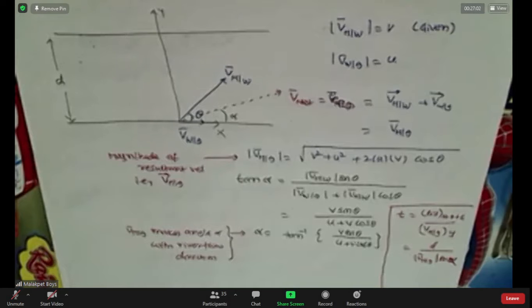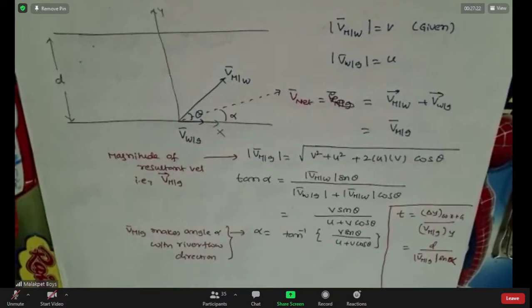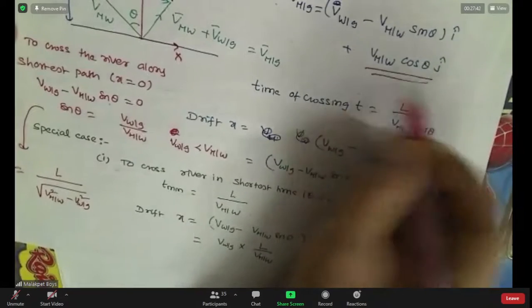Sir, can't we find the time using the L by VMW cos theta formula? No, what is the y component of that you have to take, no? Time of crossing is nothing but this y component of man with respect to ground.